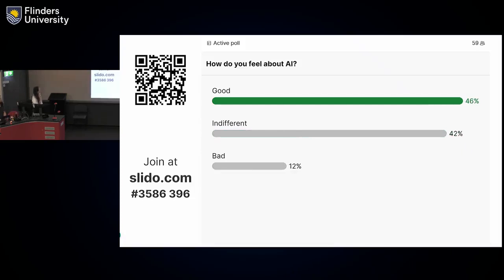Okay, so, all right. Most of you, well, no, not most of you. I guess, quite a great minority of you feel bad about AI. So for those of you who answered that you don't feel good about AI, does anyone want to share what reasons they put for saying bad?